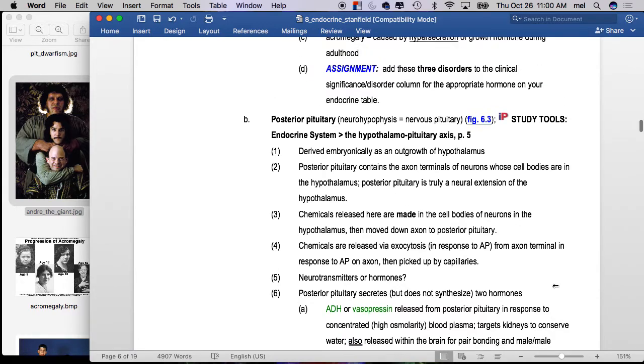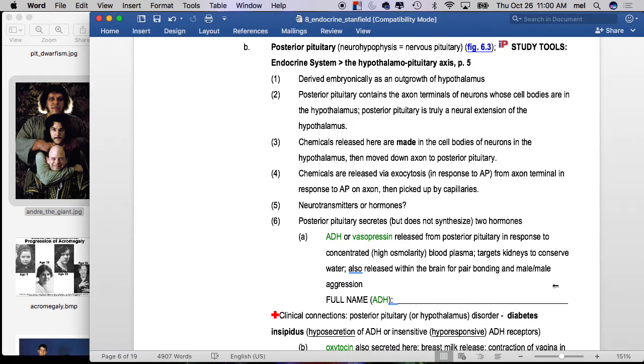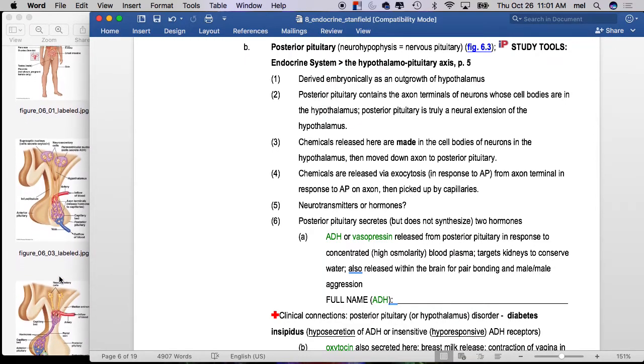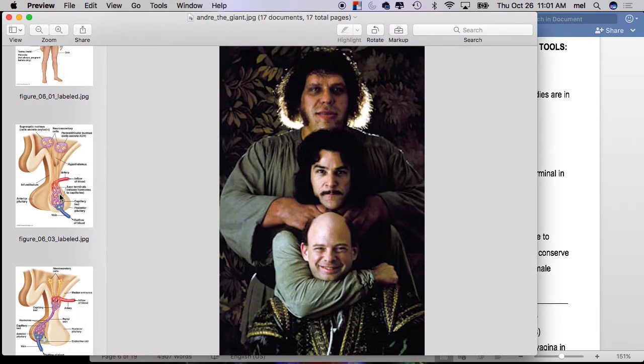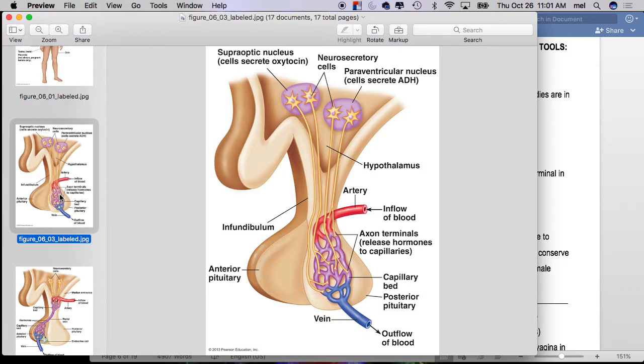Okay, so now we are going to move to the posterior pituitary. Everybody ready? Okay. So back away from the fun stuff and back to the hormones. This one only has 2 hormones, guys. Not that bad. Told you you did the terrible part.